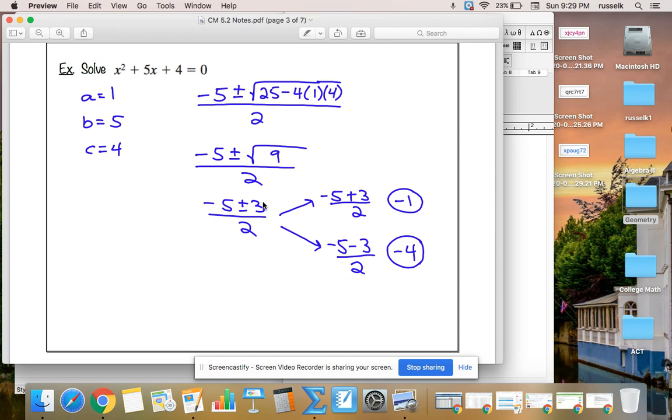Some of these problems, as you work through, will work out nicely. Like in this case, the square root of 9 becomes 3, and then we can split this up into our two problems, negative 5 plus 3 over 2, negative 5 minus 3 over 2. And that will give you two separate answers.